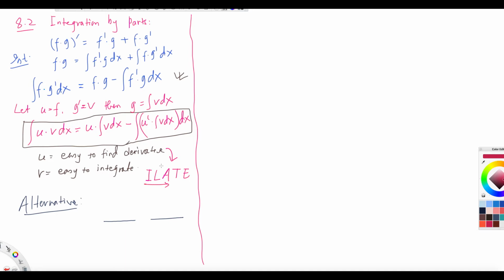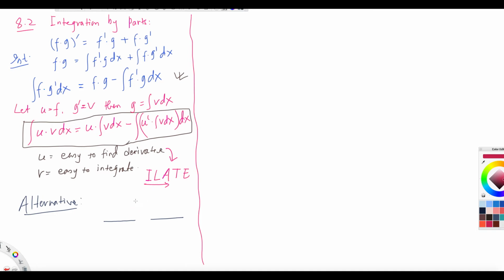So if there is an inverse function, that must be u, that's the first priority. If there is no inverse but there is a log function, that must be u. And if there is no inverse and log function, but there is an algebraic function, that must be u, and so on.